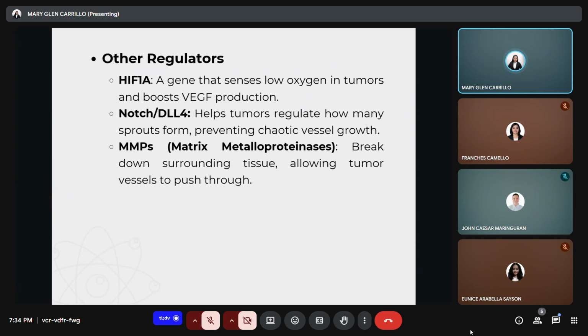Moving on to the other regulators. First is HIF1A. It is a gene that senses low oxygen in tumors and boosts VEGF production. Second is Notch or DLL4, which helps tumors regulate how many sprouts form, preventing chaotic vessel growth. Third is MMPs, or the matrix metalloproteinases. They break down surrounding tissue, allowing tumor vessels to push through.